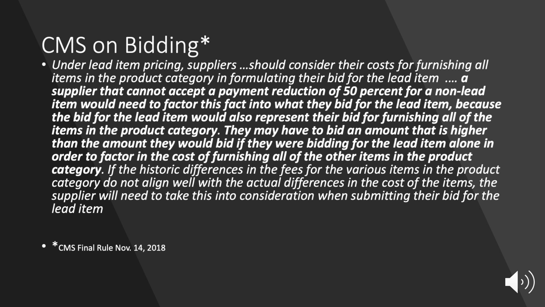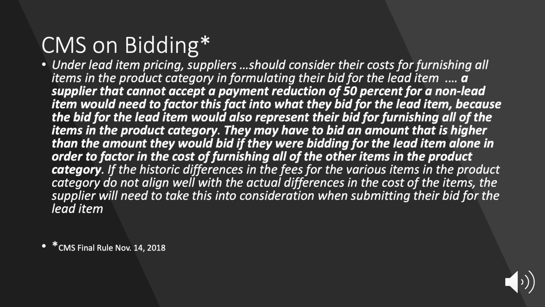If you cannot accept a payment reduction of 50% for a non-lead item, you would need to factor this into what you bid for the lead item, because that bid for the lead item also represents the bid for furnishing all of the items in the product category, i.e. all those non-lead items. And CMS goes on to say that bidders may have to bid an amount that is higher than the amount they would bid if they were bidding just for the lead item in order to factor in the cost of furnishing all of the other items in the product category.